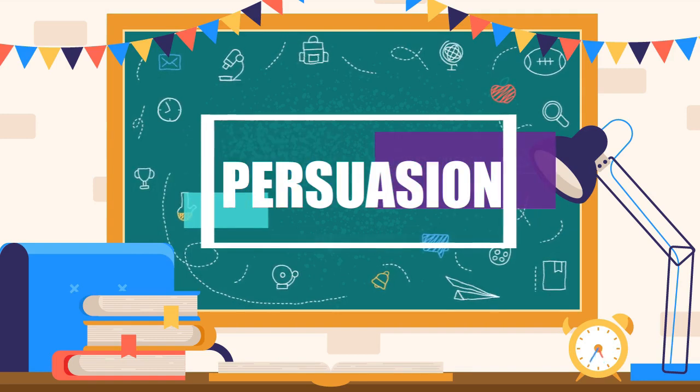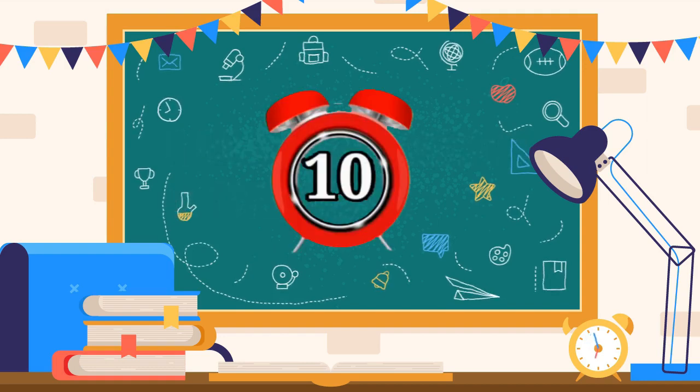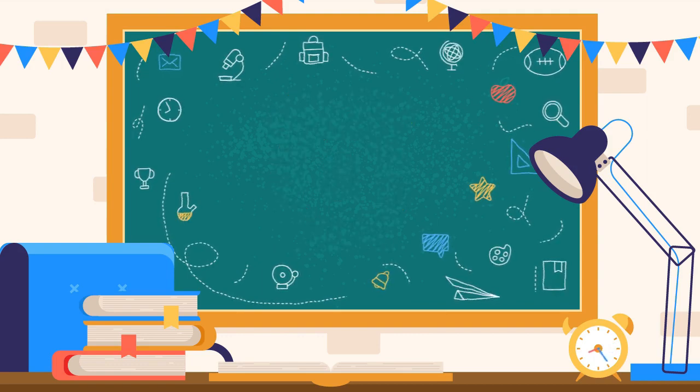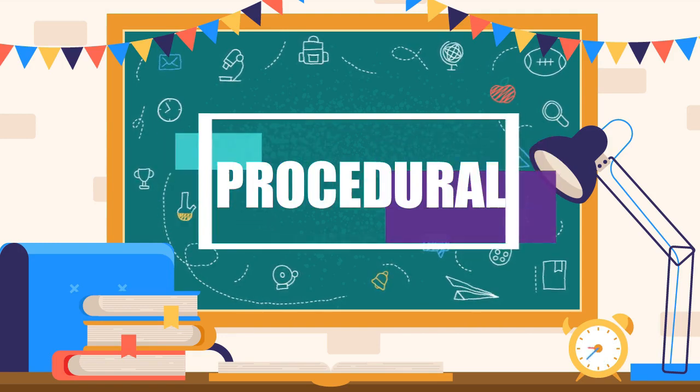type of factual text. Number 6. It includes instructions and user guides. What type of factual text is that? Very good. That is procedural type of factual text.